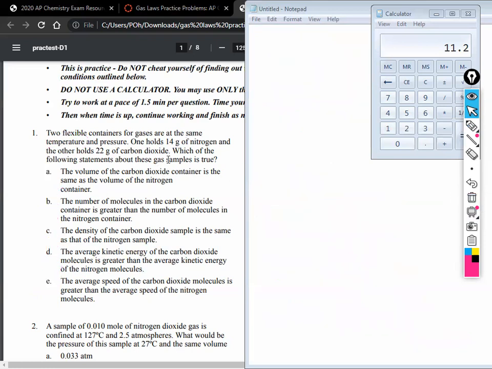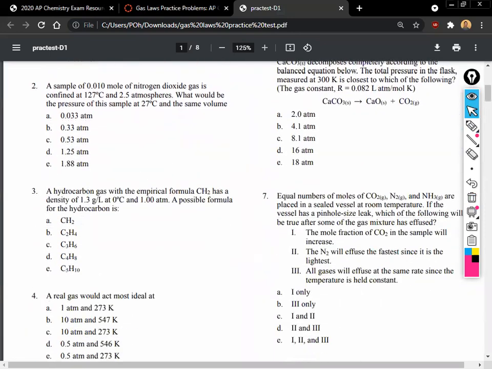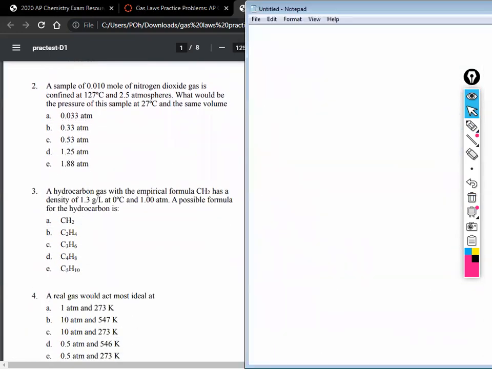So if you want to make this kind of a self-study session, you can do that as well. Okay. So for number two, what I want you guys to do is take a look at the problem, and take out all of the information that you see in there, okay? And see if you can find an equation on the handout that we might use in order to solve this problem. So go ahead and try that out.